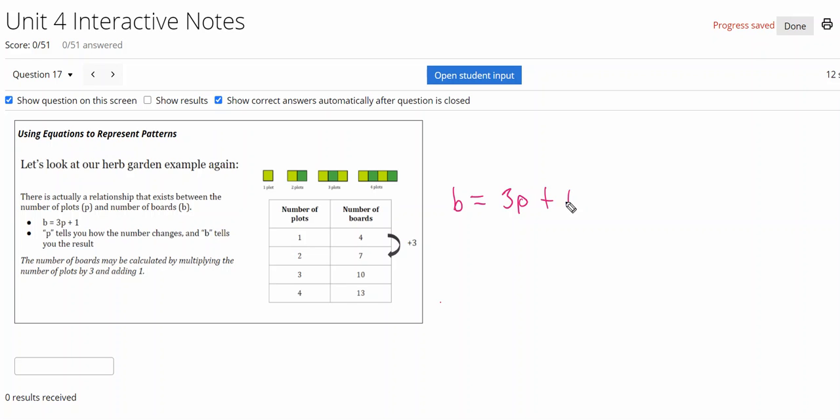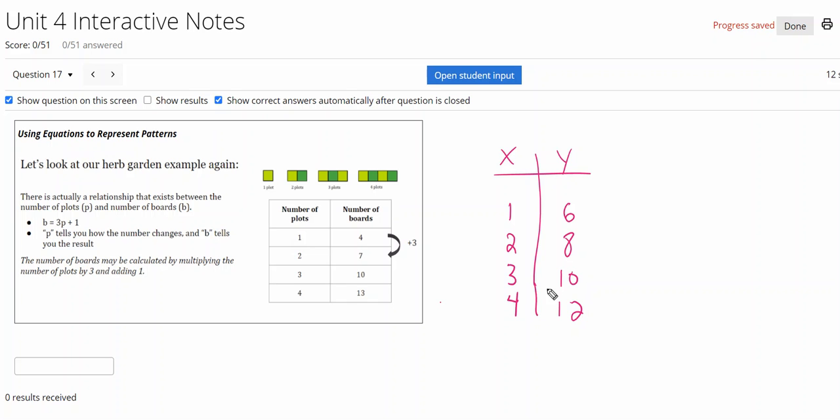So, you know what? I'm going to make another table here just to give you a new example. So let's say this was my x and that was my y instead of p's and b's, right? So if we got plot or whatever, it'd be like 1, 2, 3, 4. And on this side, I've got 6, 8, 10, and 12. All right, and we want to make an equation out of this. So what we're going to do is I'll say, okay, what does this go up by? What do my y's go up by every time? 2. It goes up by 2.